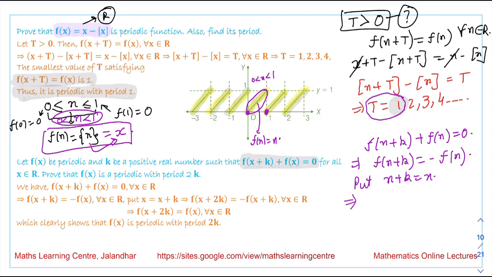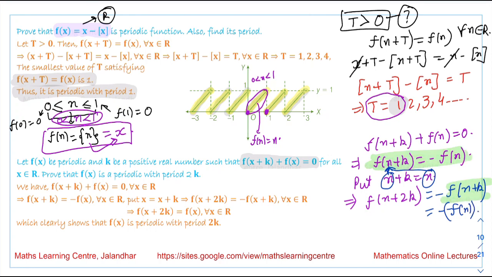this implies f(x + 2k). In place of x, we have substituted x + k, so this becomes x + 2k, and this is equal to -f(x + k), and this value is equal to -(-f(x)). We know that f(x + k) is equal to -f(x), so we have substituted this value over here.